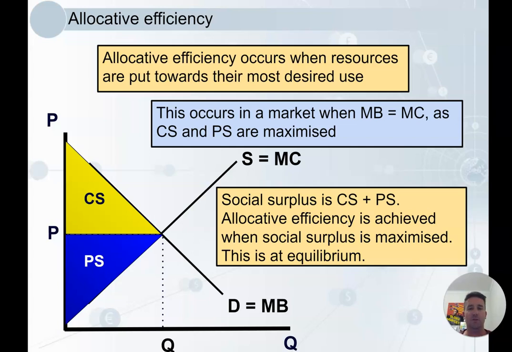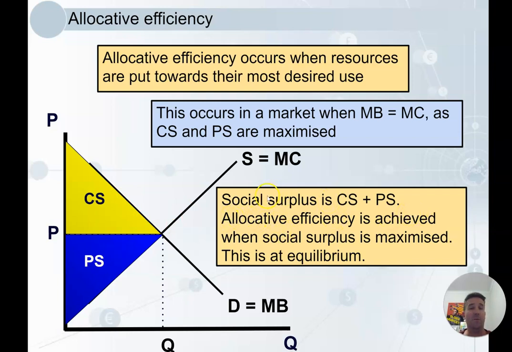Okay, this brings us to the idea of allocative efficiency. Now, there's a lot going on here. So allocative efficiency, this is something you learned probably first week or two of year 11. This occurs when resources are put towards their most desired use. In a market, we say this is when marginal benefit equals marginal cost, because at this point, both consumer surplus and producer surplus are maximized. So most desired. Consumers get a lot of value from it, producers get a lot of value from it. That's great. So we call this social surplus, consumer plus producer surplus.